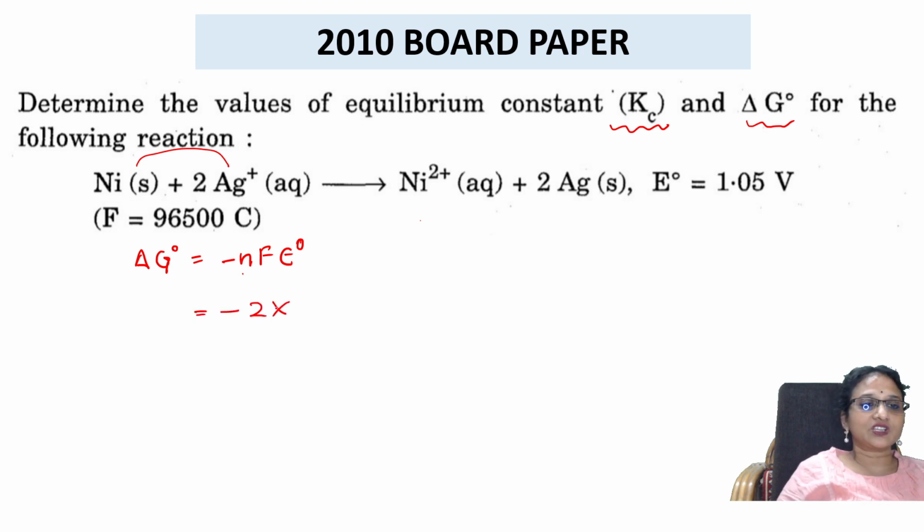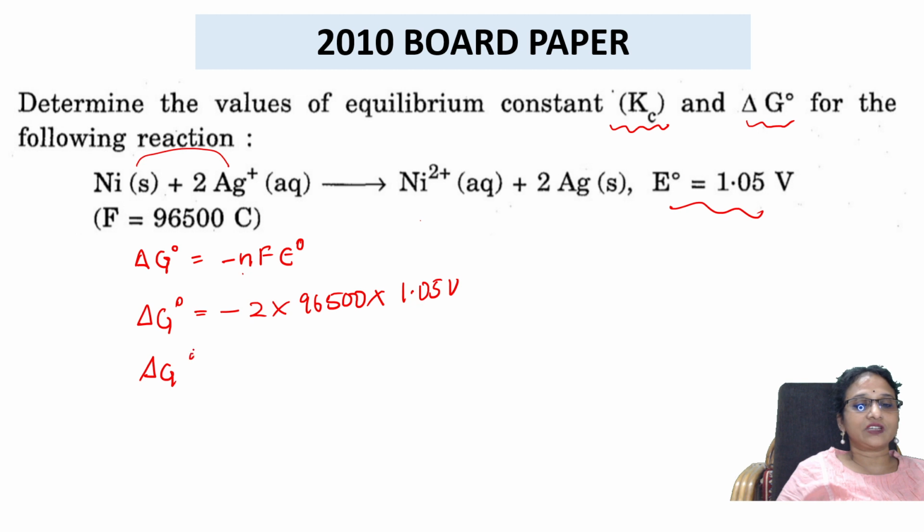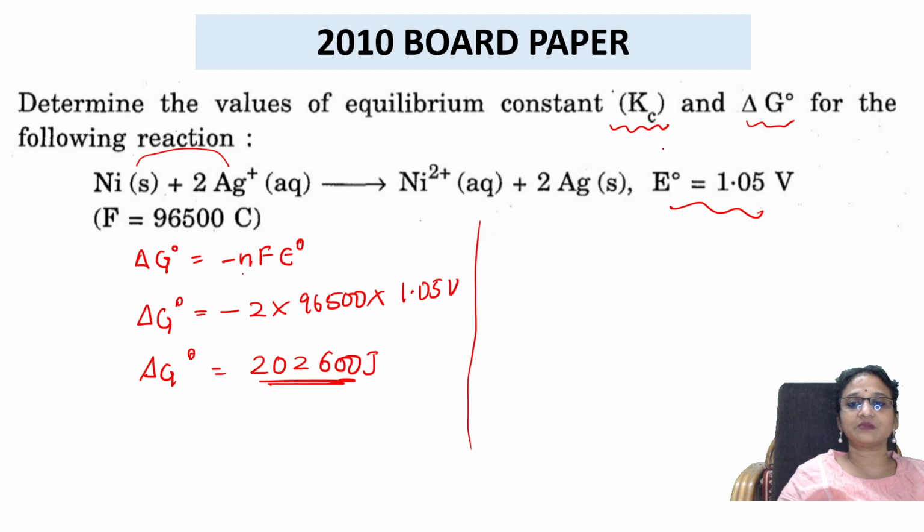So minus 2. What is 1 Faraday equal to? 96,500. How much is the E naught value given to you? It is nothing but 1.05 volts. Easy, students. So delta G naught value, if you multiply this, I'll be getting an answer of delta G naught, almost 96 into 1.05, it is nothing but 202600 joules. It is free energy, that's in joules. What is the next thing I have to find out? The next one is nothing but Kc.